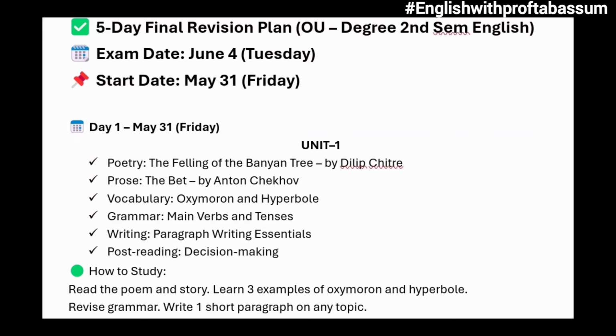Now, how to study. First you need to read the poem and story carefully. Then you need to learn 3 examples of oxymoron and 3 examples of hyperbole so that you understand the concept. Then you need to revise grammar. Write one short paragraph on any topic to understand paragraph writing essentials. Whatever topic you like, for example, your favorite hobby, your favorite sports game, so that you get some practice of writing.